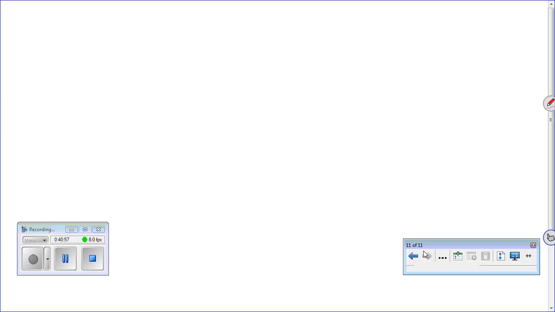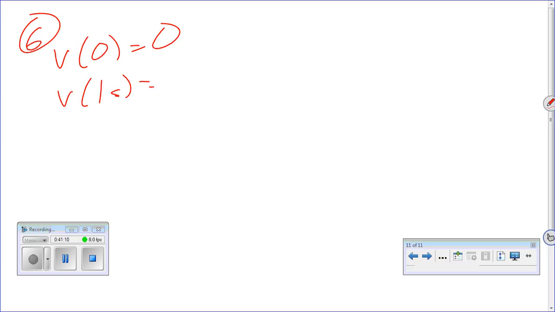Okay, so here's what you're going to do. Based on the graph, here's what I know from number 6. I know that my velocity at time 0 is 0, and my velocity after 1 second, if you read the graph, and I made this mistake, it's not 4. The velocity after 1 second is 3.5 meters per second. Take a look at the graph and make sure you understand where I'm getting that. Does everybody see that? There's like 8 boxes going up, so each box is half a meter per second.